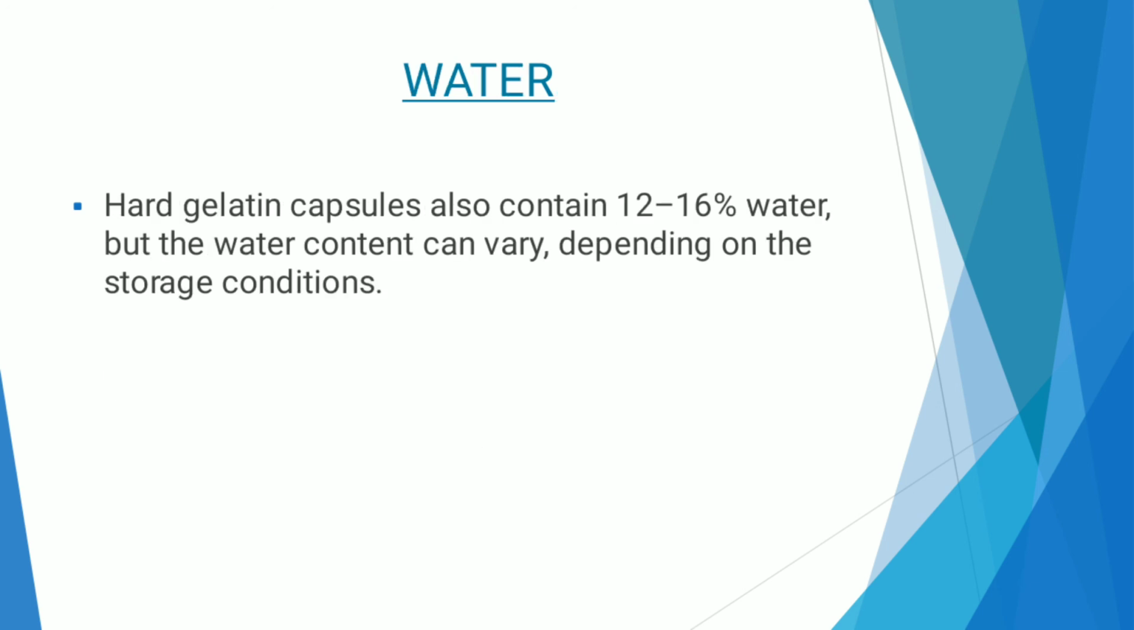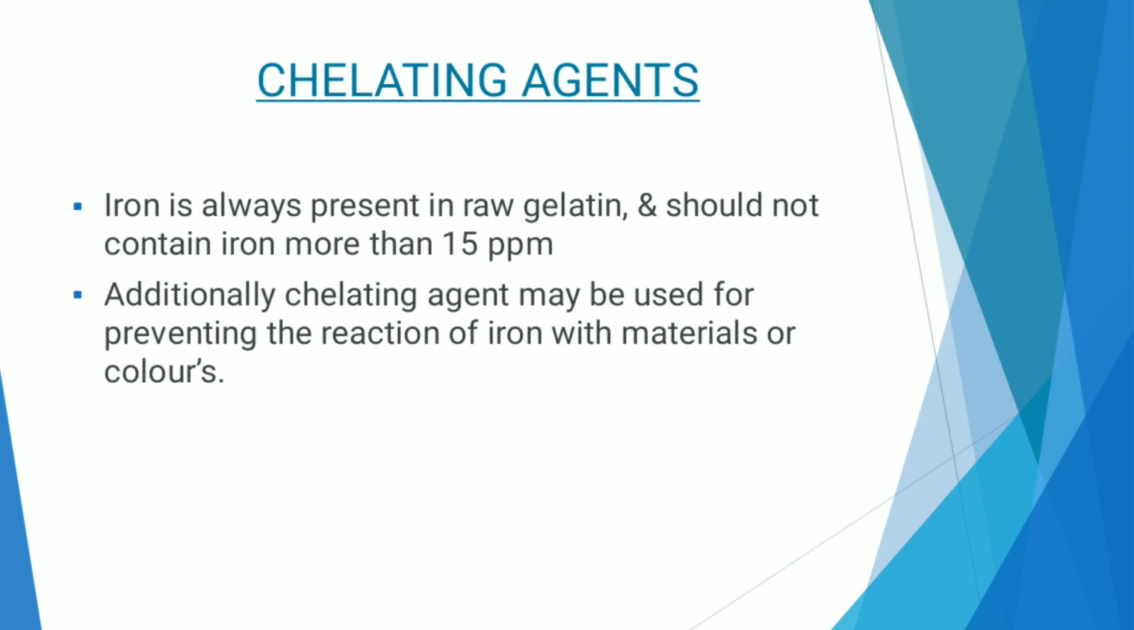Then coming to the next one, that is water. So hard gelatin capsule contains around 12 to 16% water, but the water content can depend upon storage conditions. Then coming to the next one, that is gelatin agent. So a gelatin agent is used because iron is always present in raw gelatin and should not be more than 15 parts per million. Therefore, a gelatin agent may be used for preventing the reaction of iron with materials or colorants.